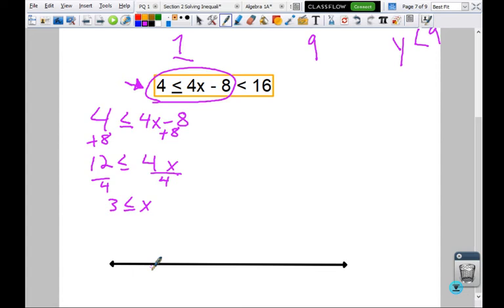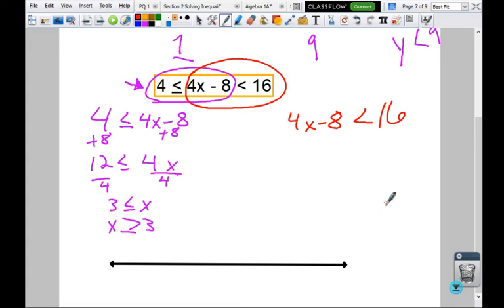Gabe, what else do I need to do? What am I still missing right here? You got to flip it. So I'm going to have x, 3, and it's going to flip the other way. Alright, but I have to do the second half. They still share this middle part, but it's the second problem. So I got 4x minus 8 is less than 16. The steps are basically the same, but the answers are going to be different. We're going to add 8 to both sides. I'm going to get 4x is less than 24. We're going to divide by 4. We're going to get x is less than 6.